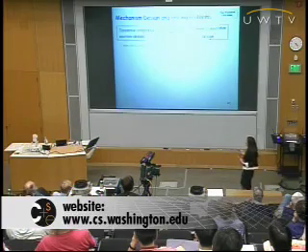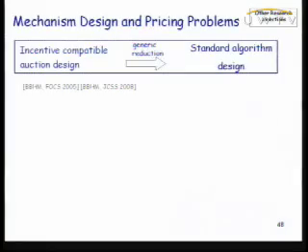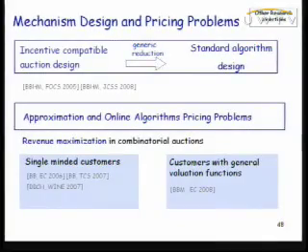So for example, in the context of auction design, I have provided a generic framework for reducing more difficult problems of incentive-compatible auction design to standard algorithmic questions, and I did this for a wide variety of revenue maximization pricing problems. And I have also developed approximation and online algorithms, again for pricing problems and again in the context of revenue maximization, both in combinatorial auctions with single-minded customers and in combinatorial auctions with general valuation functions.